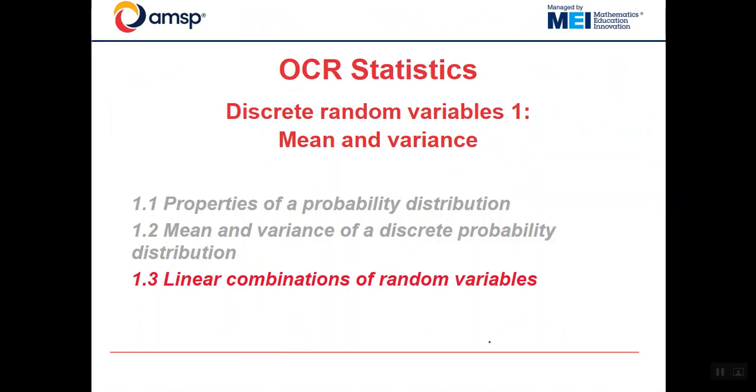This was 1.2, mean and variance of a discrete probability distribution. And the next video is 1.3, linear combinations of random variables.